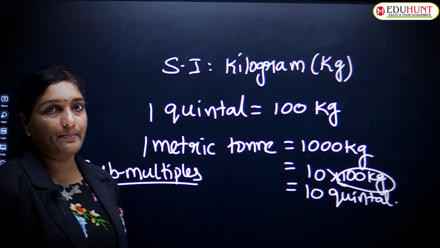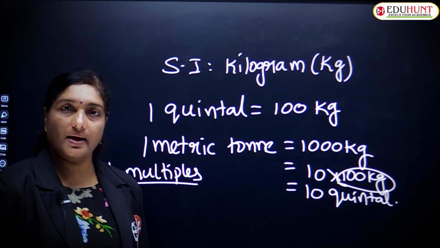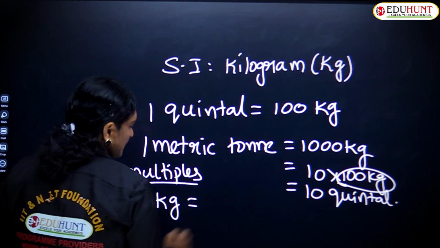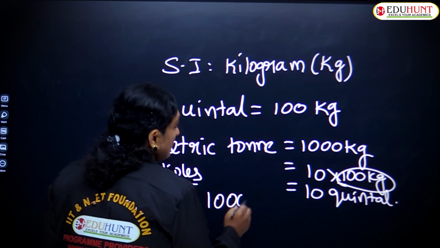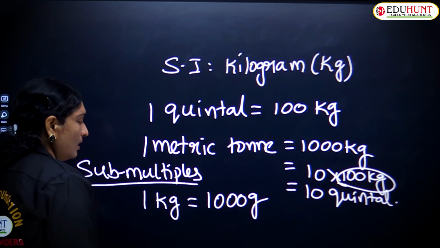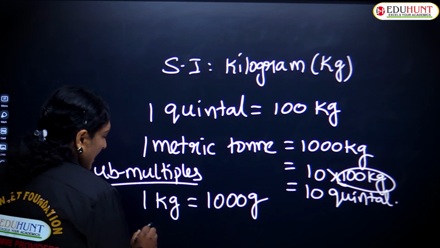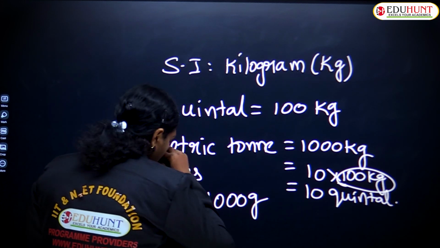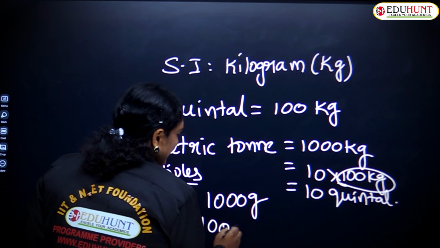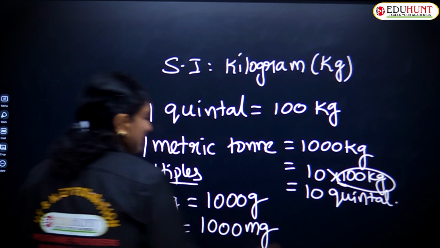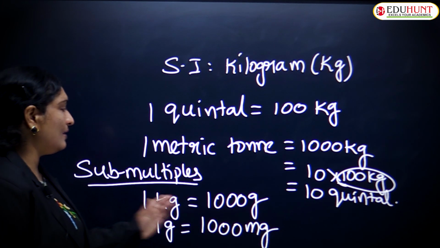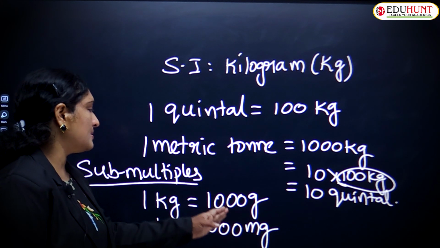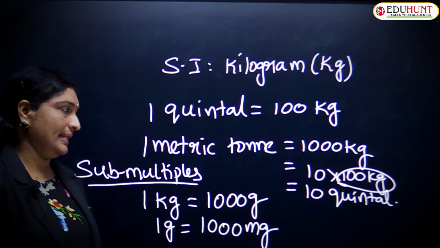Submultiples of kilogram are milligram, gram and so on. 1 kilogram is equal to 1000 grams, whereas 1 gram is equal to 1000 milligrams. Hence 1 kilogram is equal to how many milligrams? 1 kilogram is equal to 10 power 6 milligrams.